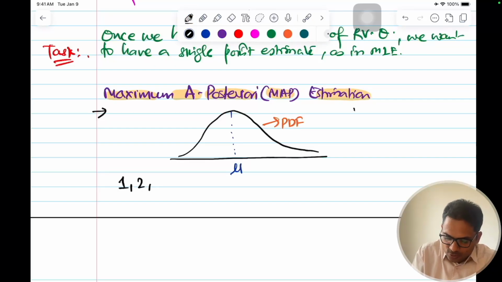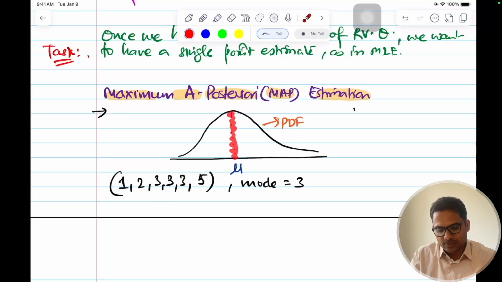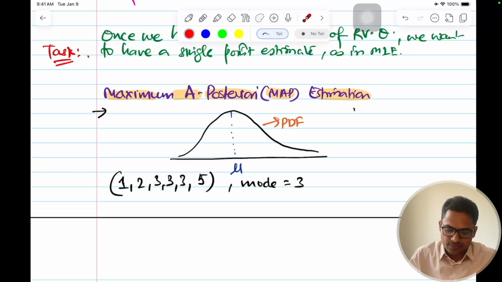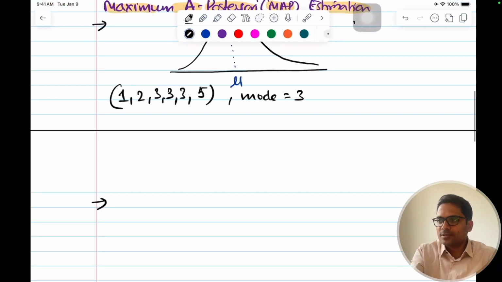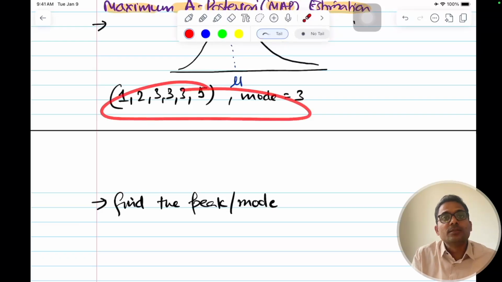Say for example, I have a set like 1, 2, 3, 3, 3, 5. What will be the mode of this? Mode will be equal to 3, because 3 occurs multiple times. Even if I draw a PDF or PMF like this, 3 will have the highest peak, because 3 has the maximum count and it pulls the curve around it. The MAP estimate gives us this mode or the peak of the curve. Let me write it down. We will use this to find the peak or mode. I hope peak and mode are clear.